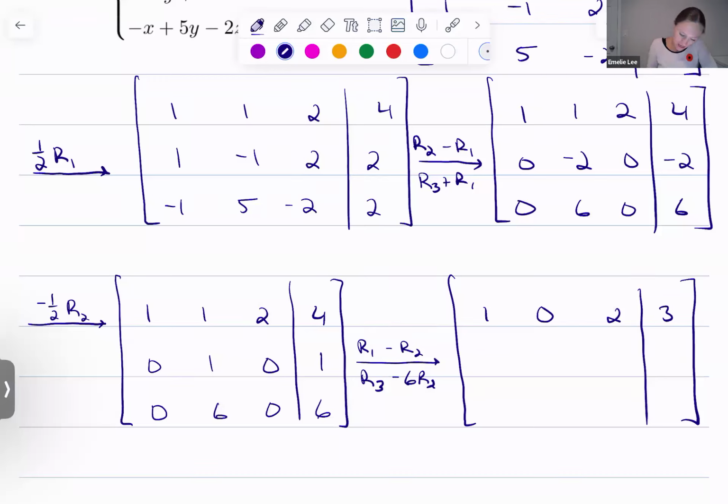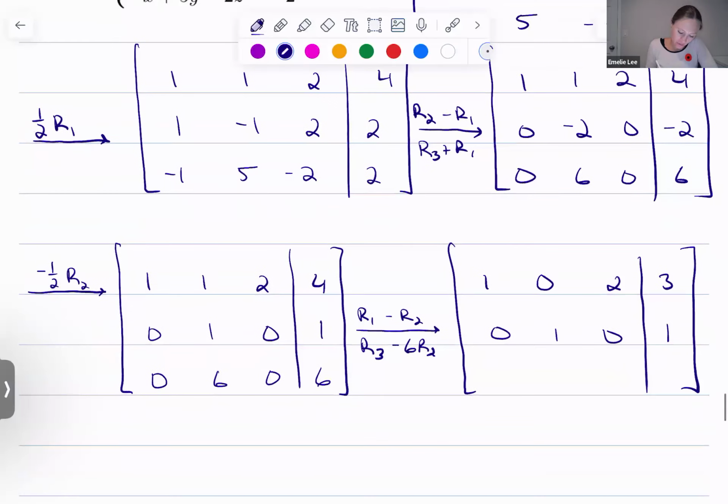Row 2 stays the same, 0, 1, 0, 1. And row 3 minus 6 times row 2 is 0, 0. And then 0 minus 6 times 0 is 0. And 6 minus 6 times 1 is 0. Phew. Okay.